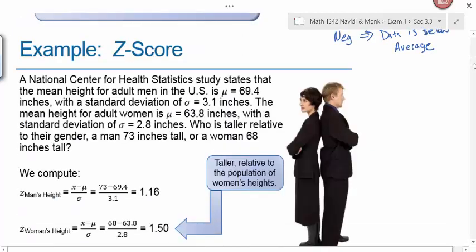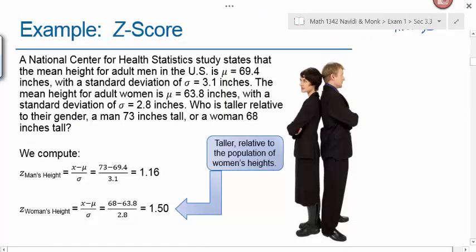Let's look at this example now where we talked about the relative heights of men and women. A National Center for Health Statistics study states that the mean height for adult men in the U.S. is 69.4 inches with a standard deviation of 3.1 inches. The mean height for adult women is 63.8 inches with a standard deviation of 2.8 inches. Then we're asked the question, who is taller relative to their gender, a 73-inch tall man or a 68-inch tall woman?